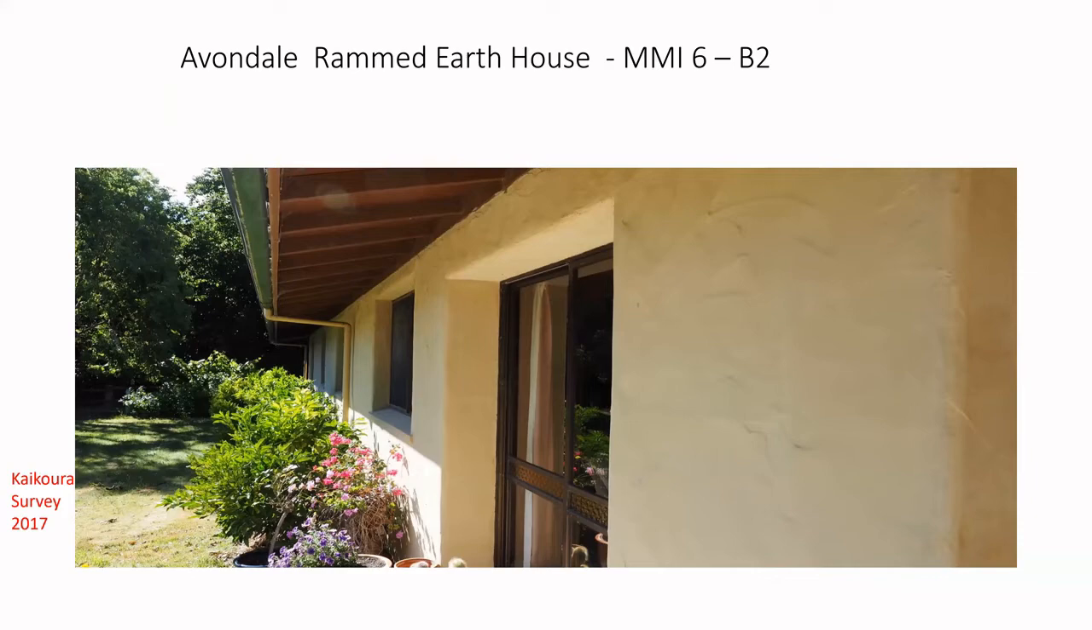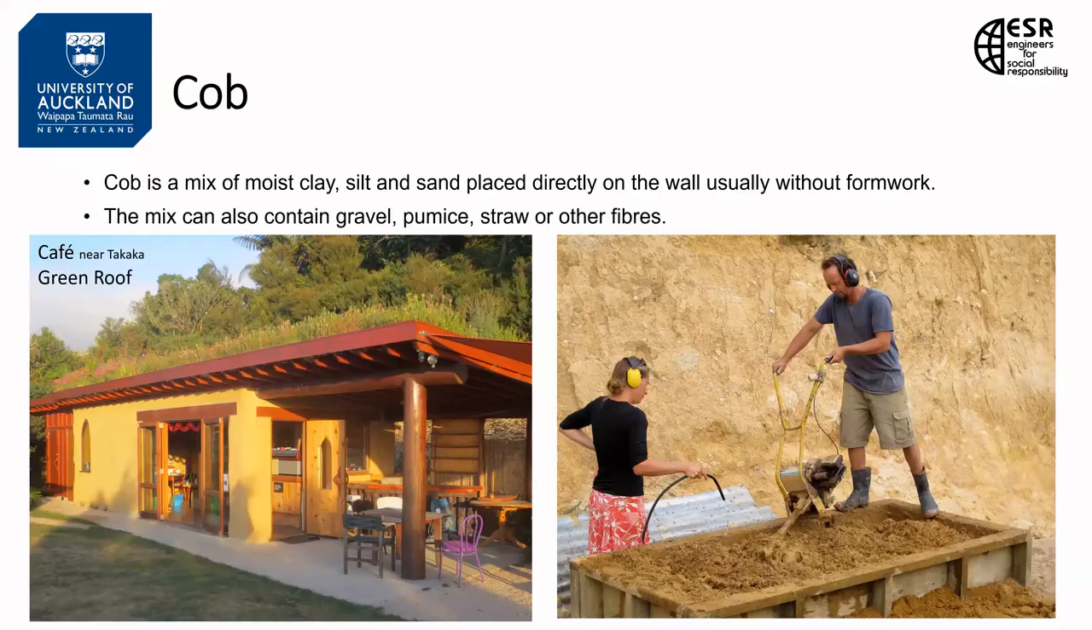Cob is made by using a very similar sort of mixture to what you use for adobe, but it's directly placed into the wall. And so here they're mixing it up, and then it's wet placed into the wall. And this little building is a cafe near Takaka, and you can see the green roof on top of that cafe, that makes the most of the environmental aspects of that construction. It's been around for a long time.